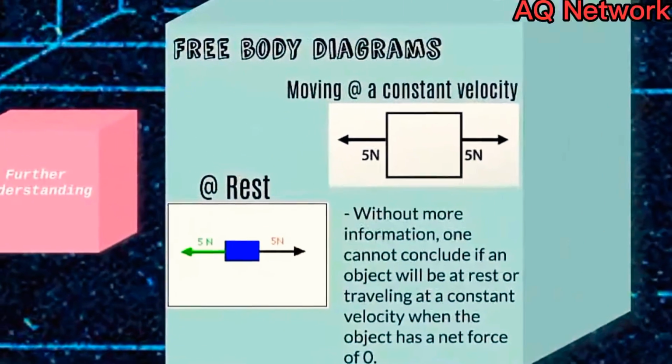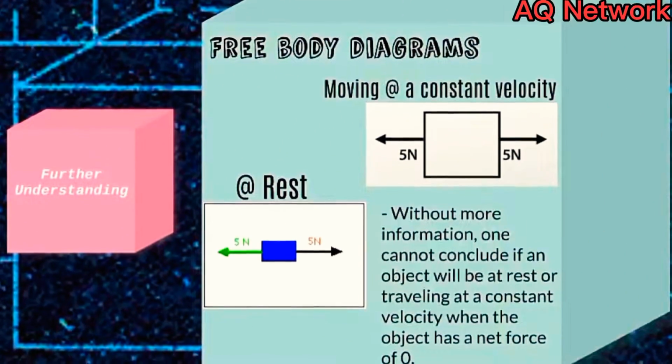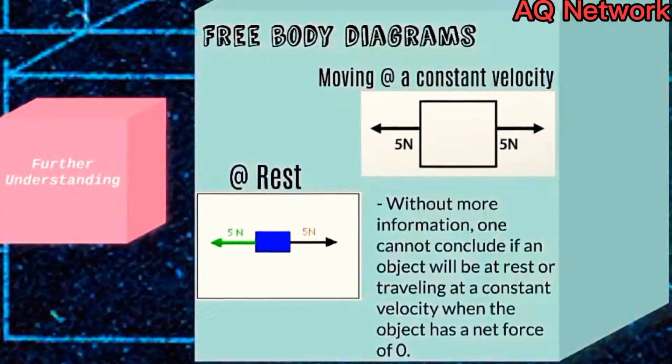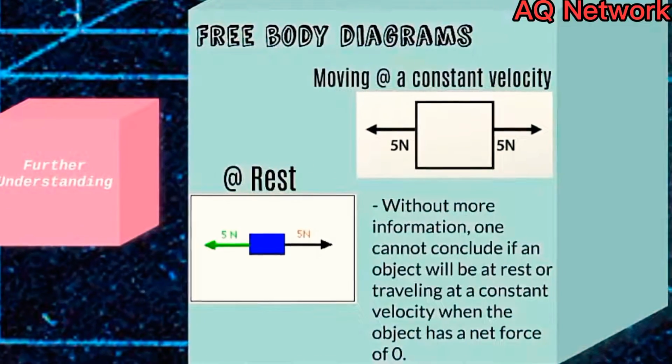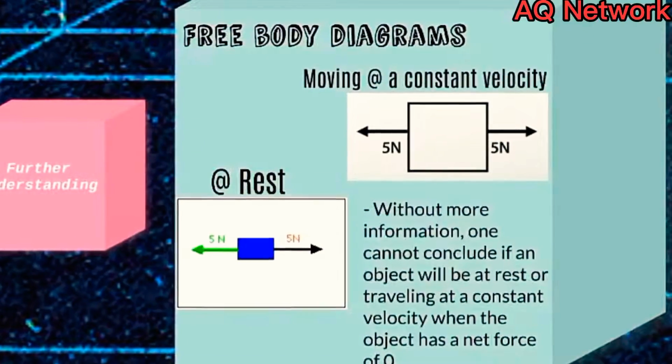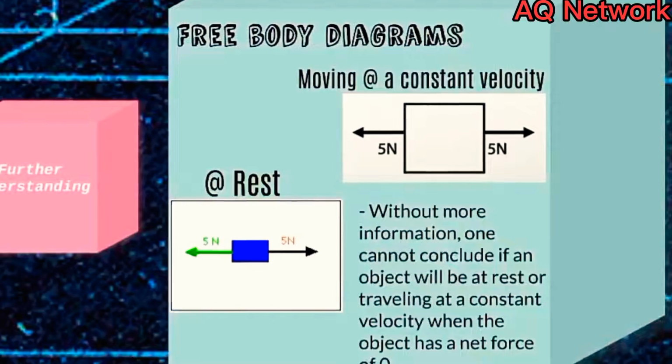Free body diagrams. Exhibiting two objects' free body diagrams. The diagram to the left shows the forces acting on an object that is at rest. It displays a net force of zero as all forces are cancelled out. Looking at the diagram to the right, it displays an object that is in constant motion.